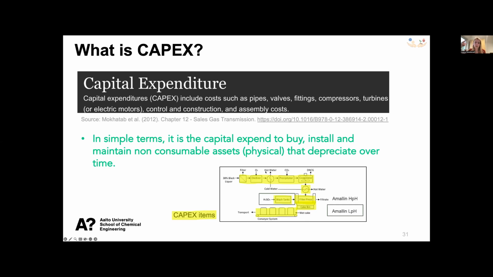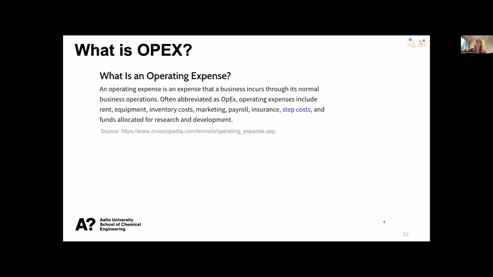So if we take that block flow diagram that I showed you earlier, you'll see here that everything that is highlighted in yellow is a piece of equipment, including the piping that connects them, that is part of the CAPEX. So capital expenditure, remember that, is things that you can touch. They are physical things that depreciate. And then the other side of the costs is usually called operating expense, OPEX, operation costs. And these are things that we need to run the business.